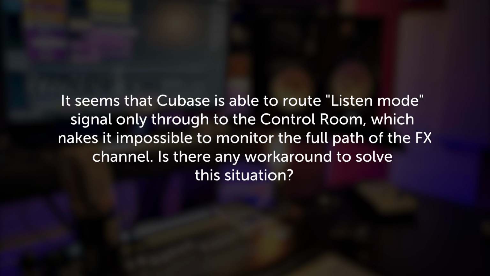But if you keep it in a stereo channel, it just means that all the insert plugins you're going to add are going to be in stereo, or are going to have to be in stereo if you have the choice between mono and stereo. One question regarding the listen mode. It seems that Cubase is able to route listen mode signal only through the control room, which makes it impossible to monitor the full path of the effects channel. Is there any workaround to solve this situation?